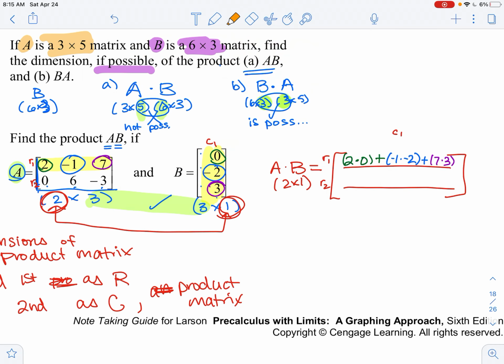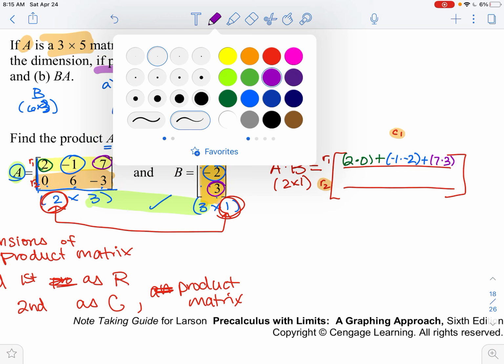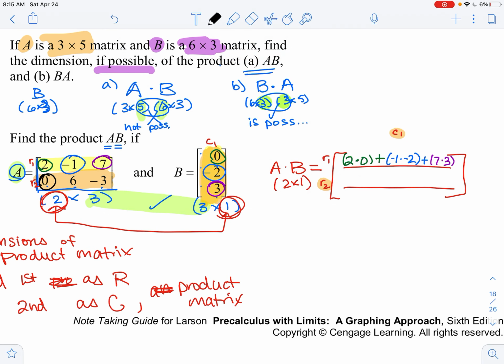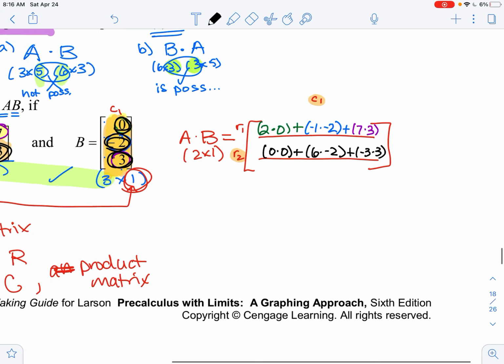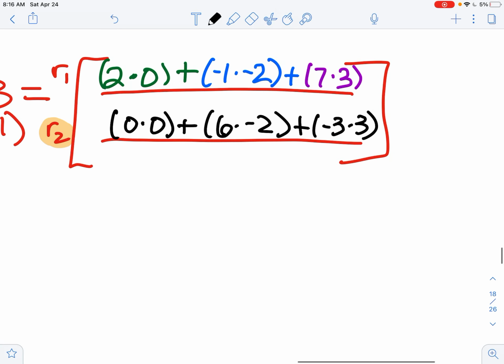So now we're going to say this is row 2 times column 1. So here we go. 0 times 0 plus 6 times negative 2 plus negative 3 times 3. Okay, so now we're done setting it up, and now we're going to simplify those numbers.